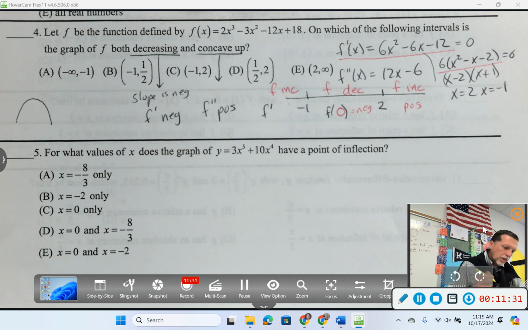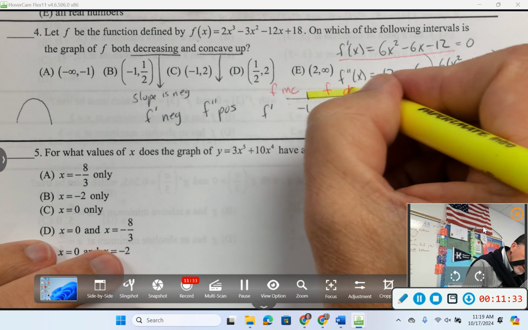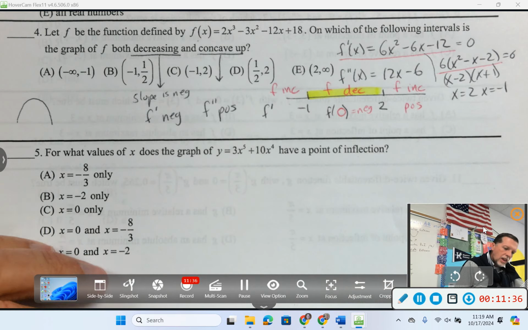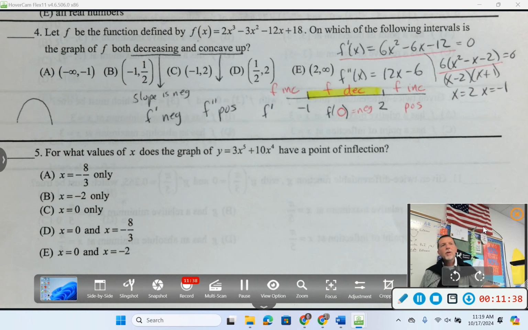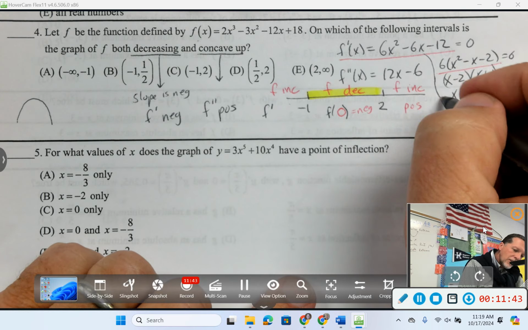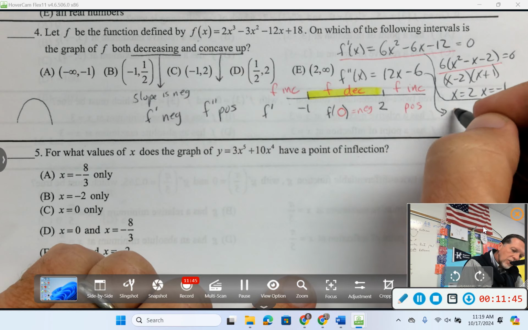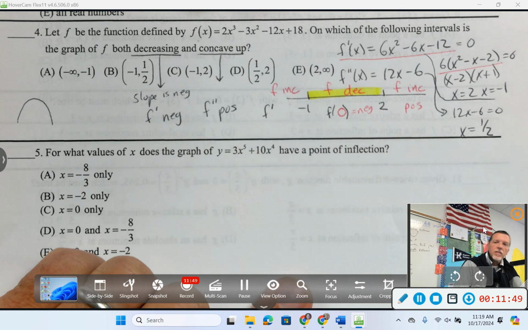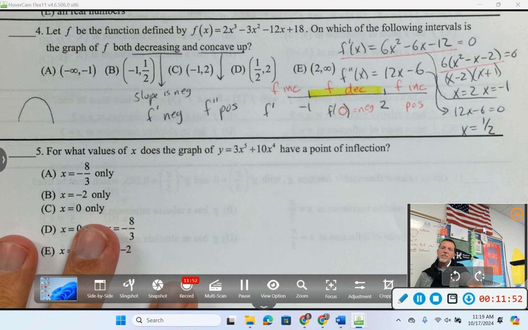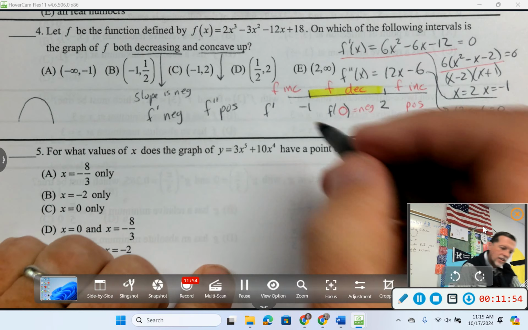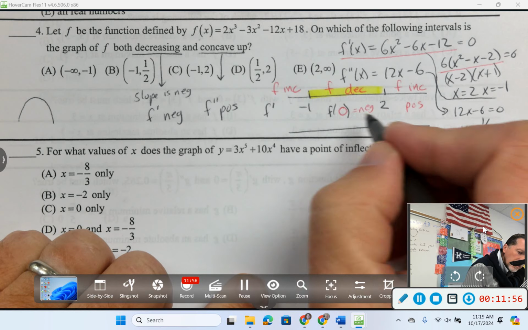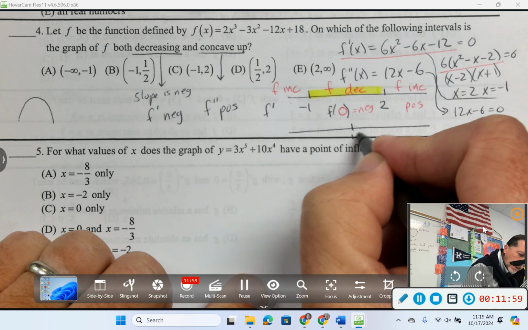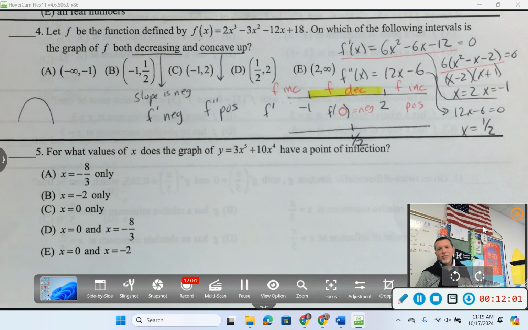Okay, so I'm looking for where f is decreasing and concave up. So I've got my decreasing part, but it has to also be concave up. So now I need to do that same stuff for the second derivative. So set the second derivative equal to 0. X is 1/2. Another number line. I'm going to line it up with the first number line so that I can visually see where both things are true.